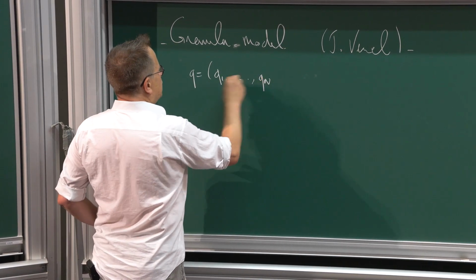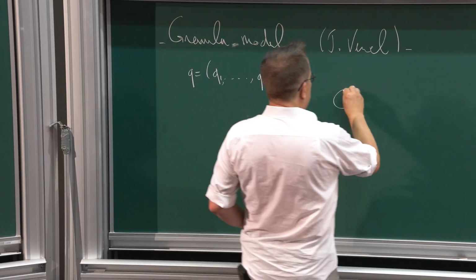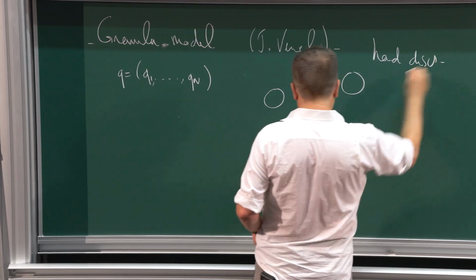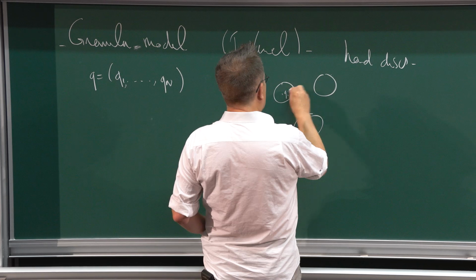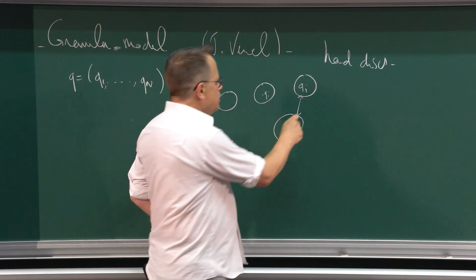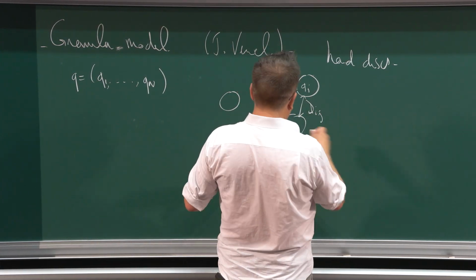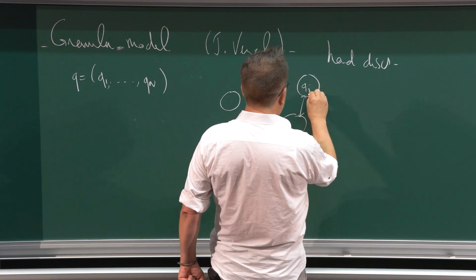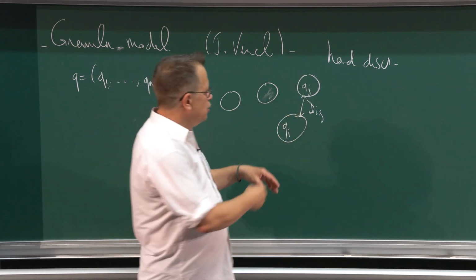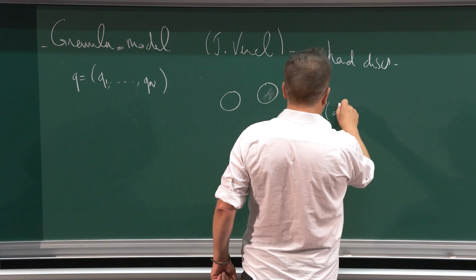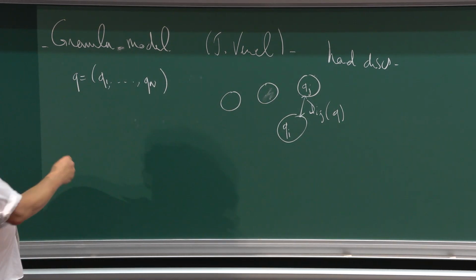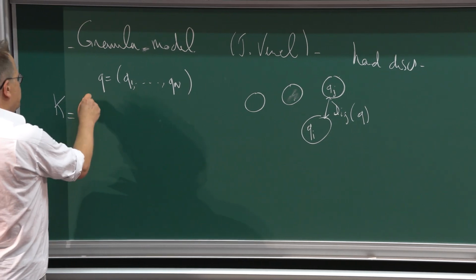You consider n individuals represented by hard disks, with centers qi, qj. And you write the distance dij. It only depends on the two positions, but you write it as a function of all the positions, dij of q. And you would like to avoid overlapping, so K will play an important role.